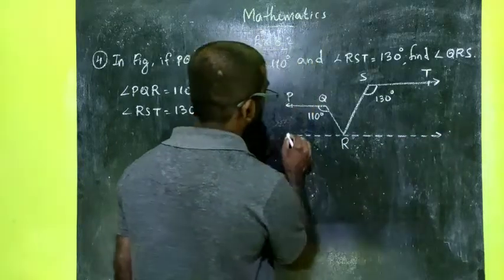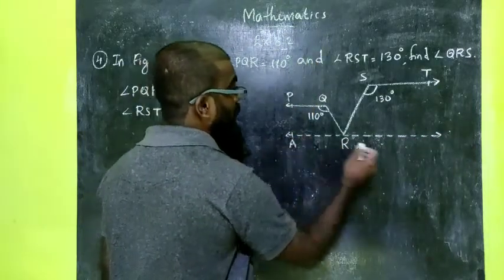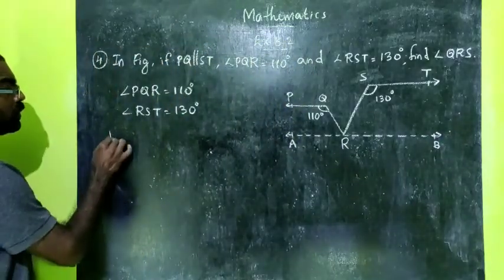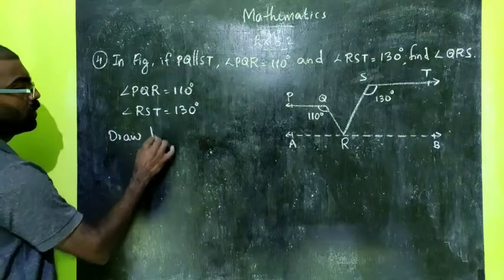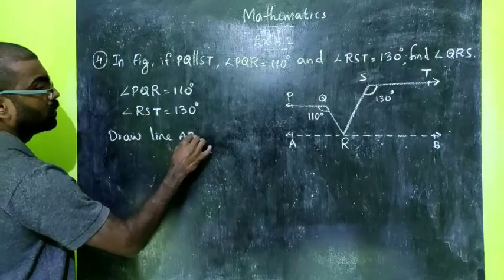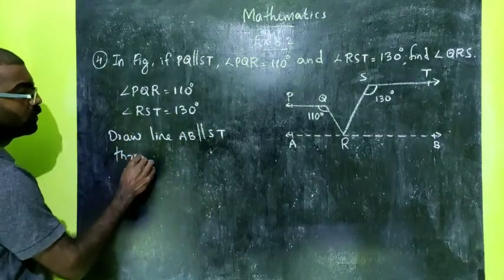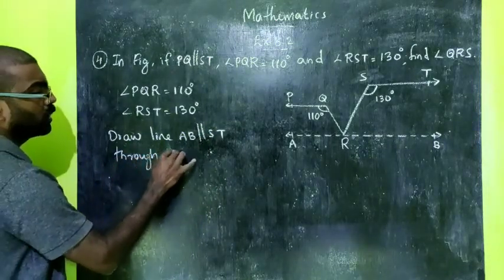We can name it as AB. So here we can write the construction. Draw line AB parallel to ST through the point R.